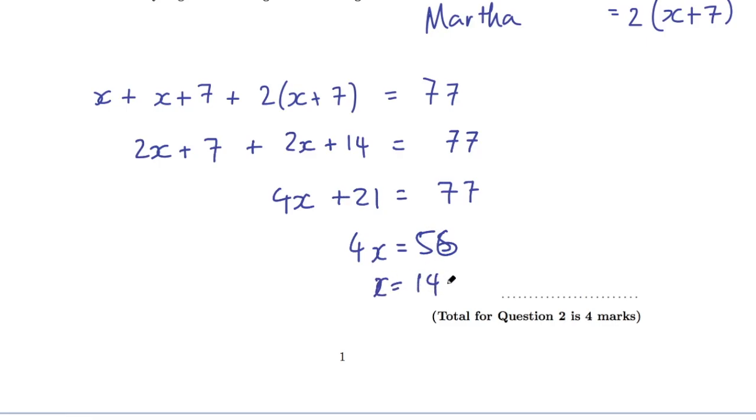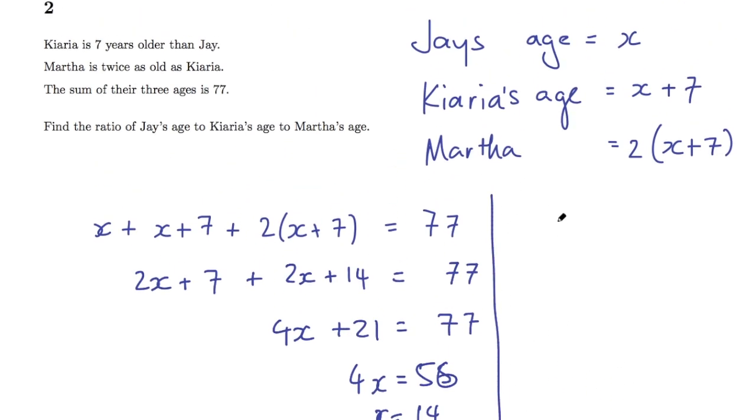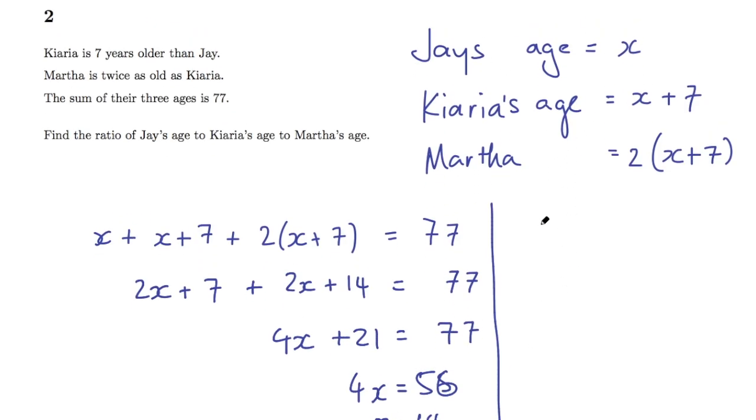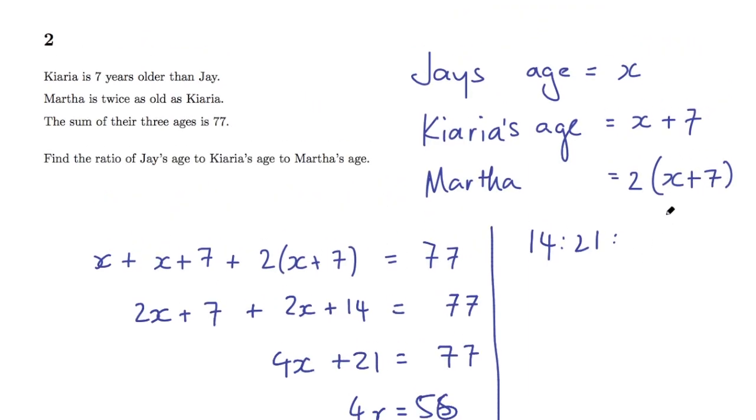gives you 14. Now that hasn't finished the question just yet, because I need the ratio of their ages. So because x is 14, I know Jay's age will be 14. And Kiara's age is 14 plus 7, or x plus 7. So that's going to be 21. And then Martha's, if I plug 14 in here to this expression, I get 42. So actually the ratio of their ages is 14 to 21 to 42.